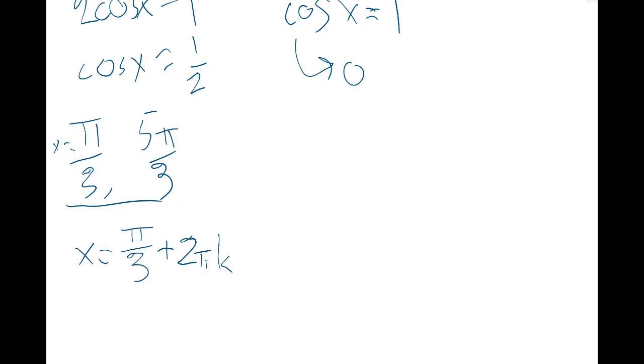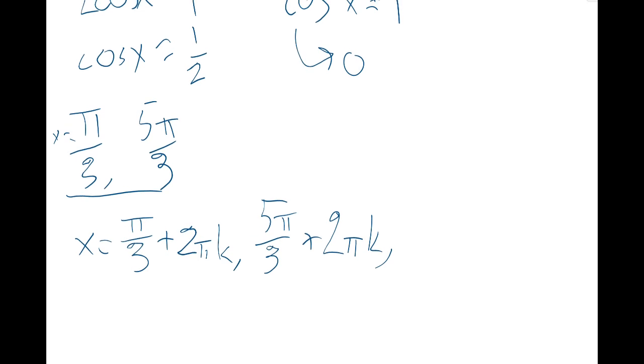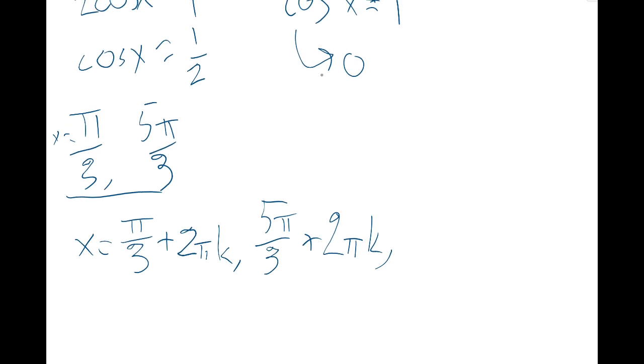Our next one is going to be 5 pi over 3 plus 2 pi k. And our last one is just going to be 0 plus 2 pi k, because this is just 0. Let me just add that it's because the period is 2 pi.